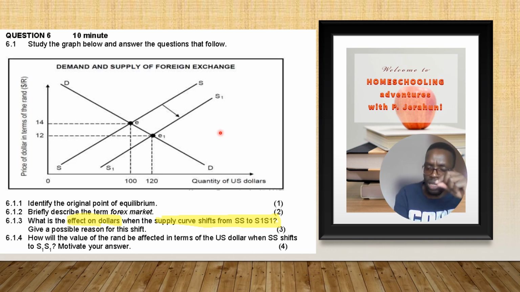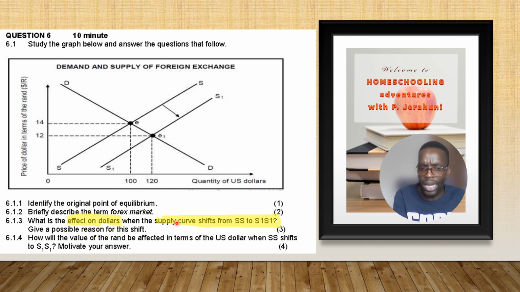Okay, so these could be some of the reasons. You could have given us any one of those reasons, and it was still going to be accepted as correct. So what I was expecting here, it's 3 marks. I was going to give you 1 mark for explaining the effect on the dollars. In other words, we are saying the quantity of dollars has increased. You get 1 mark there.